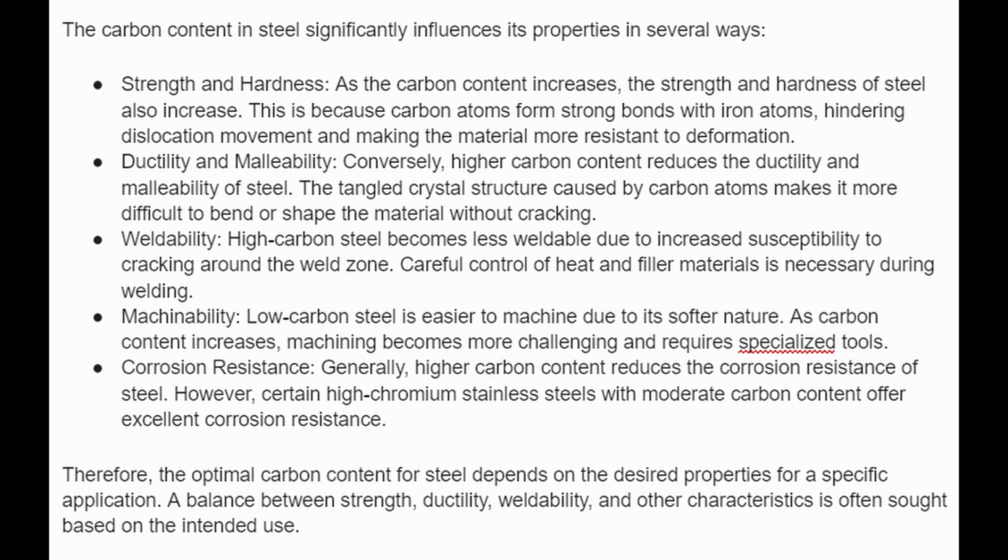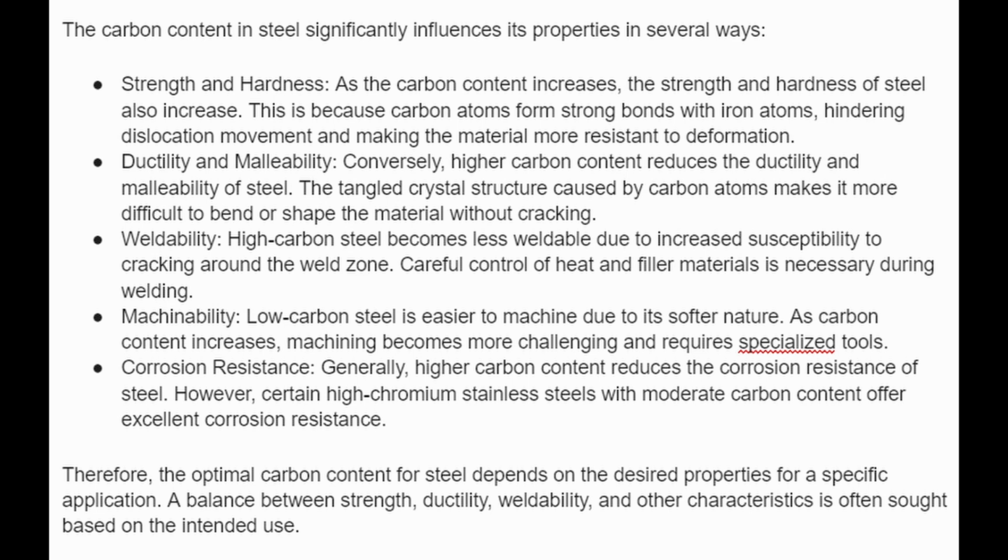The carbon content in steel significantly influences its properties in several ways. Strength and hardness. As the carbon content increases, the strength and hardness of steel also increases. This is because carbon atoms form strong bonds with iron atoms, hindering dislocation movement and making the material more resistant to deformation. Ductility and malleability. Conversely, higher carbon content reduces the ductility and malleability of steel.